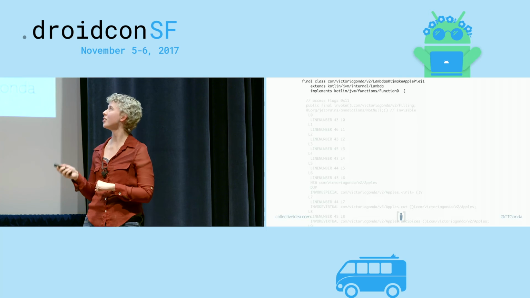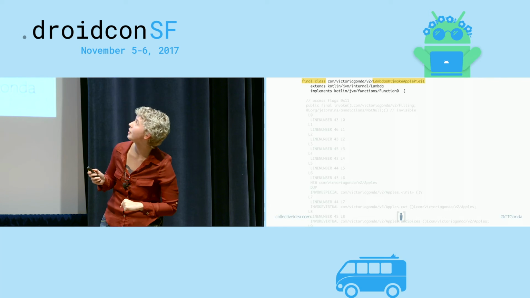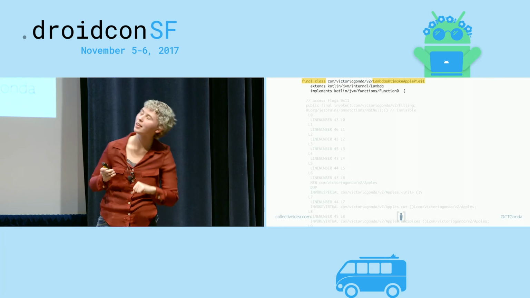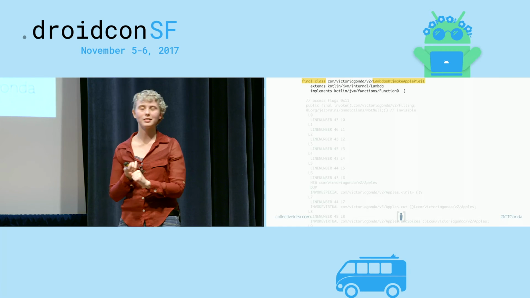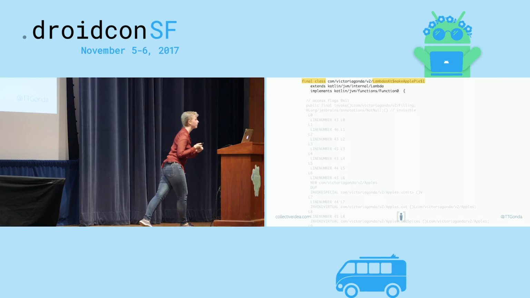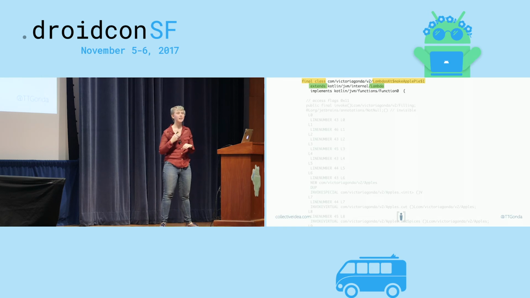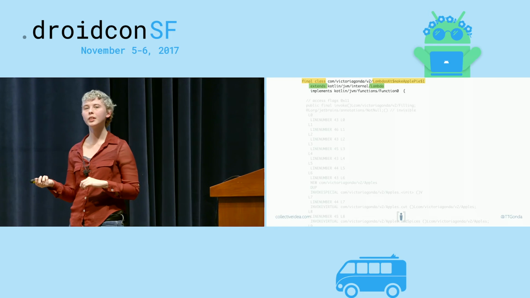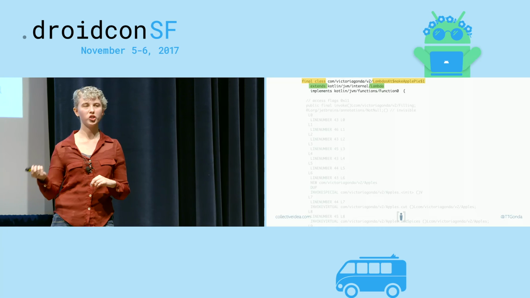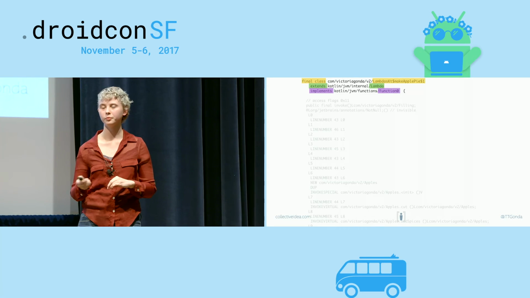So, starting at the top. Oh, it's really close to the top. I hope you can see that. We have our final class. It's called LambdasKt$makeApplePie$1, which was the name of the file and the name of our function. It extends Lambda, and it implements Function0. Makes sense.